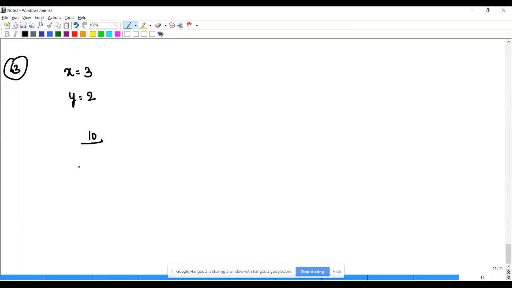Upstream is x minus y, which is 1. Back means 10 kilometers. Downstream means 3 plus 2, this is 5. So I would say while going it takes 10 hours, while coming back it just takes 2 hours. Put together it takes 12 hours.